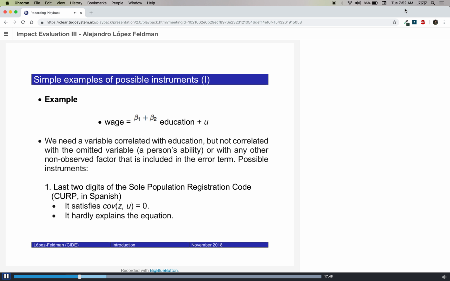And on the contrary, the last two digits of the population registration code, regarding IQ, regarding this specific measure, people are going to have better education levels, and of course maybe they are going to be better. So what happens with exogeneity? Is this related with IQ? Maybe yes, and probably because we are omitting the ability variable.